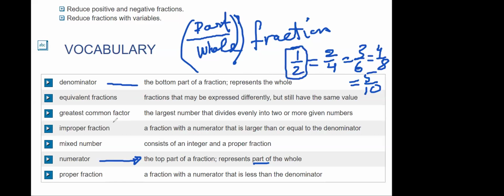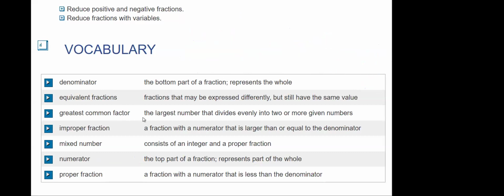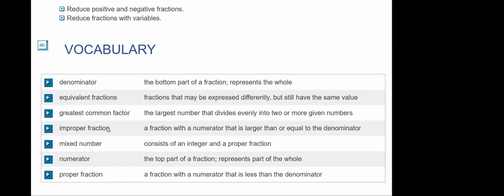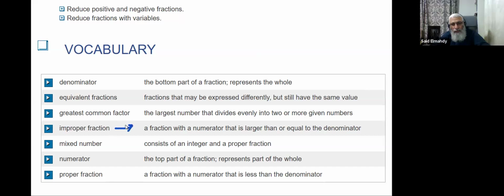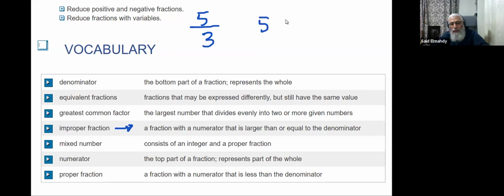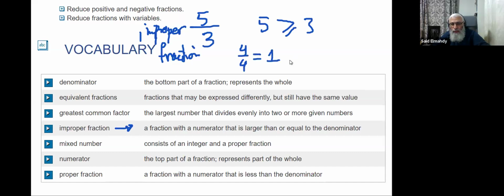Greatest common factor. The largest number that divides easily into two or more given numbers. We just did this. Improper fraction. A fraction with a numerator that is larger than or equal to the denominator. So 5 is greater than 3, so this is an improper fraction. It's saying or equal. Let's say 4/4. This is an improper fraction, equal to 1 whole.